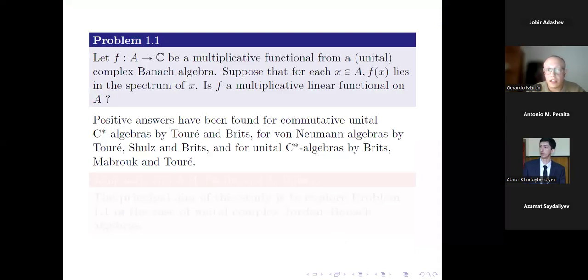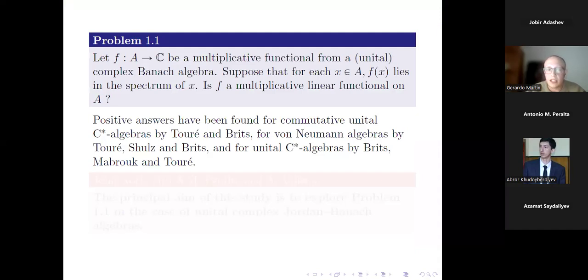About this problem, we have obtained positive answers for commutative unital C-star algebras by Touré and Brits, for von Neumann algebras by Touré, Schulz, and Brits, and for unital C-star algebras by Brits, Mabrouk, and Touré.